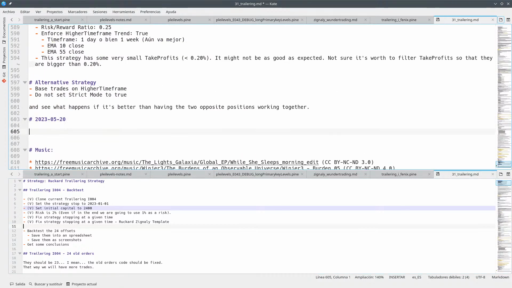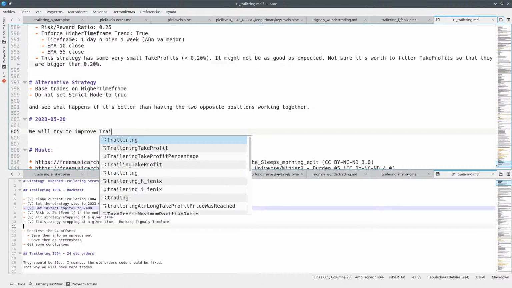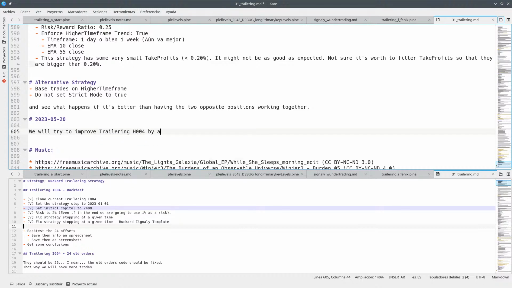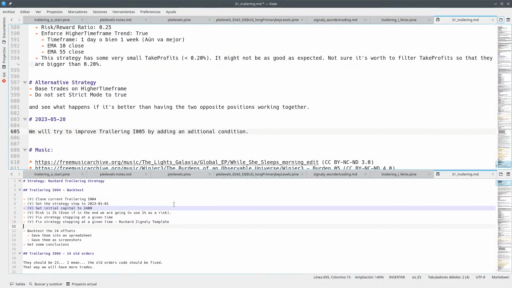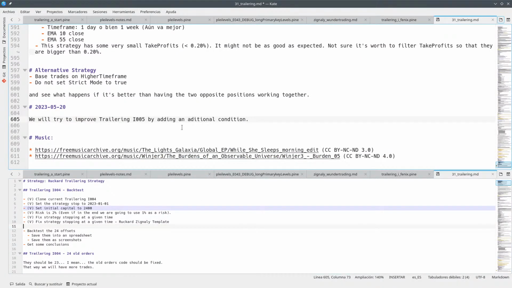We will try to improve trailering by adding an additional condition. I mean, it's actually H5. I5? Yeah, I think it's I5. Yeah, I5. We will try to improve it by adding an additional condition.